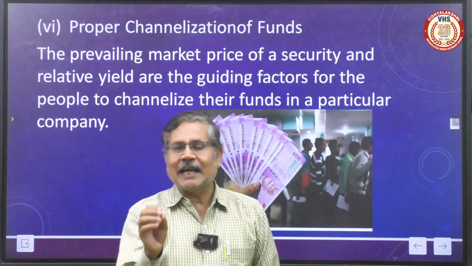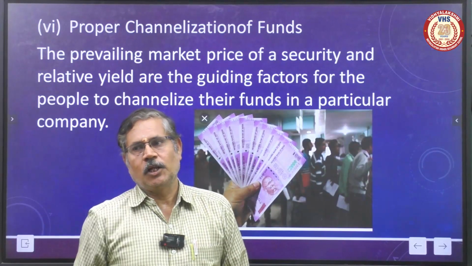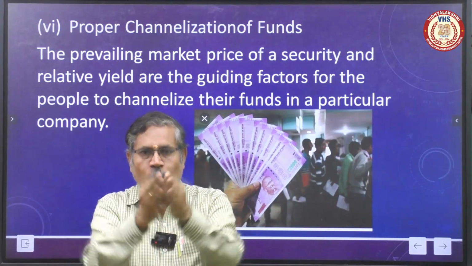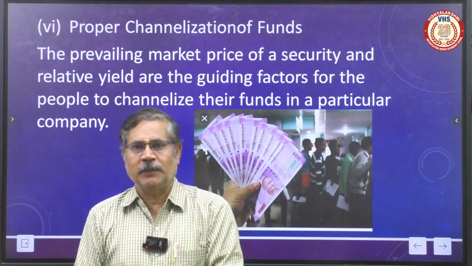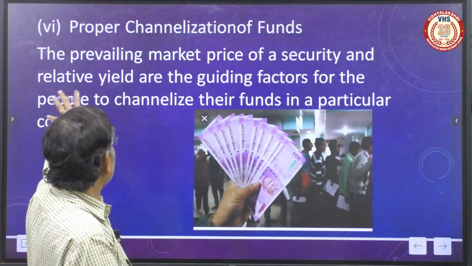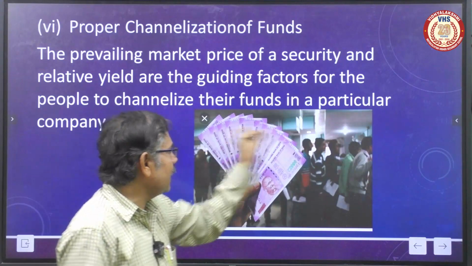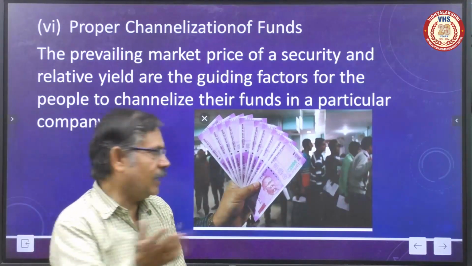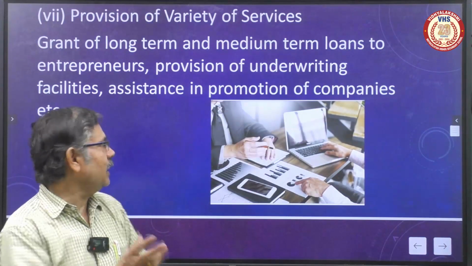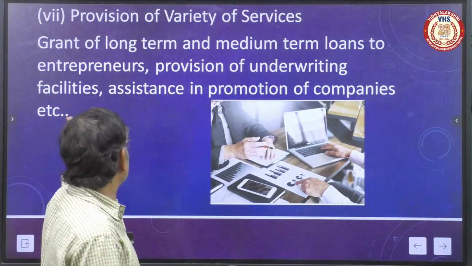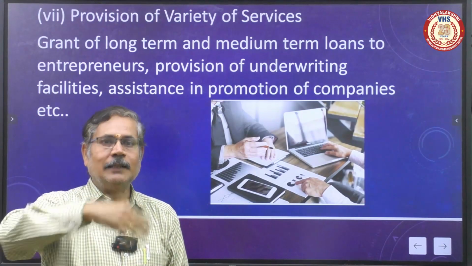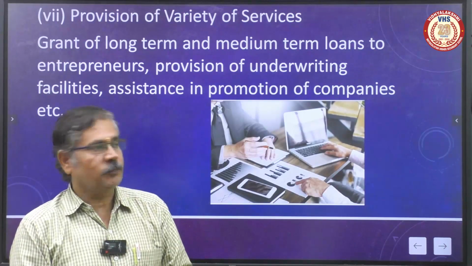Next, proper channelization of funds. It is very, very important. If you channelize the funds in a proper way, don't invest all the money in the same company. Take more companies. If you have 10,000 rupees, invest the money in 5 companies, not in 1 company. That is what proper channelization of funds means, dealing with many companies. Provision of a variety of services: buying and selling, underwriting, and facilitating the promotion of companies. What is the promotion of companies? They give more, they earn more, and they develop from the promotion point of view.